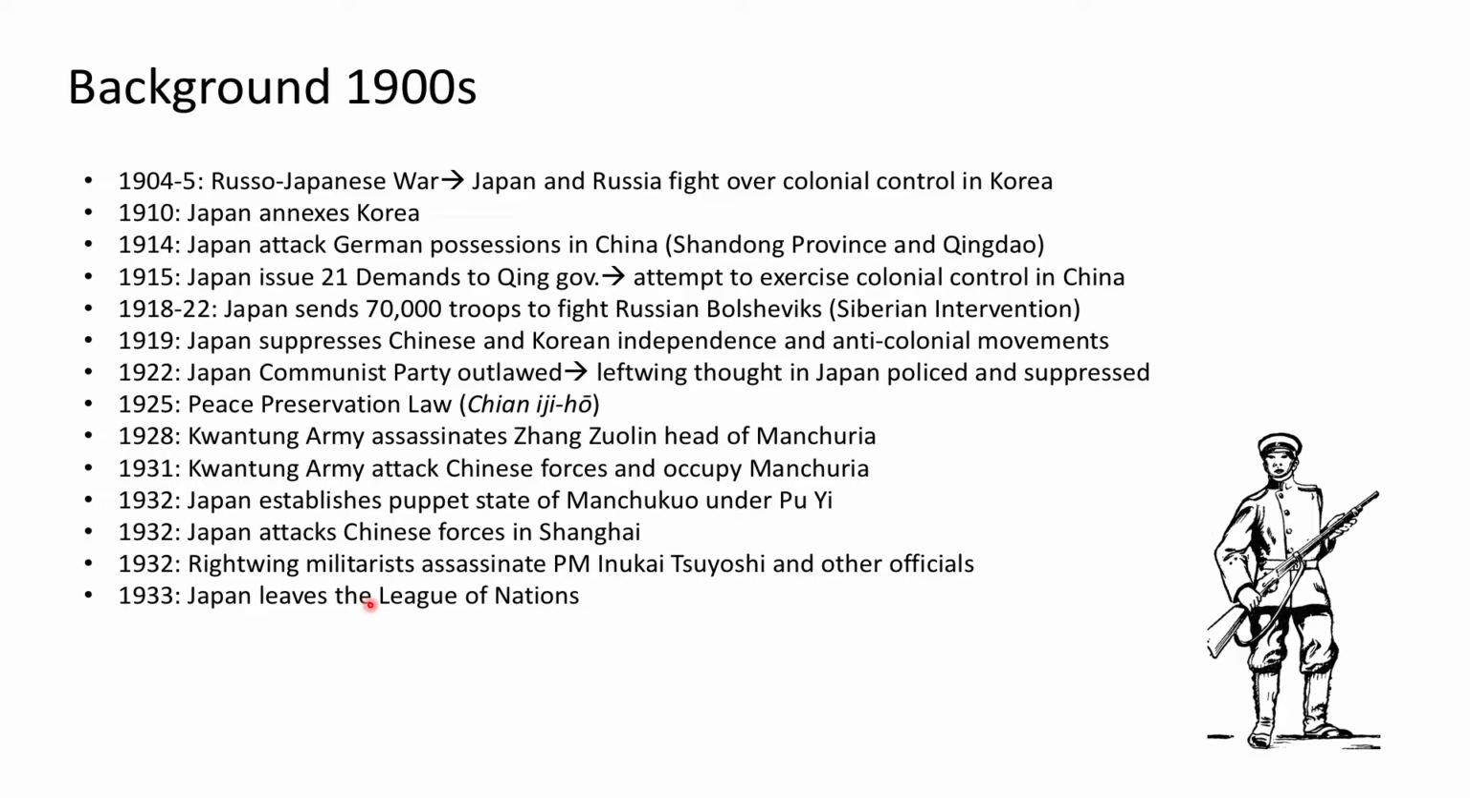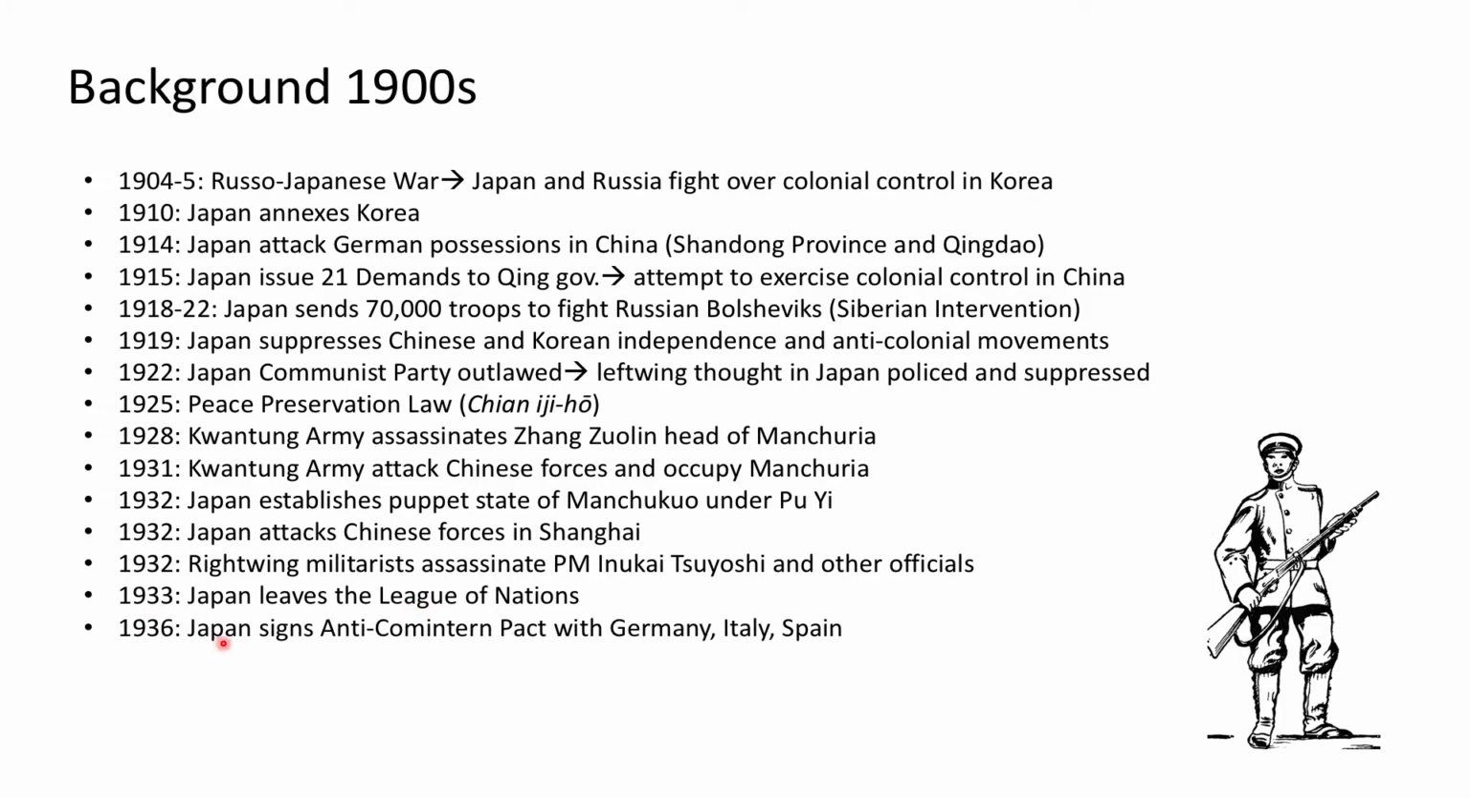The following year, Japan left the League of Nations. This was in response to the League of Nations and the Lytton Report investigating the Kwantung Army's attack on Chinese forces and the establishment of Manchukuo. Basically, the League of Nations said Manchukuo is not a legitimate state, and this finding was unacceptable to Japan, and as a result, they left the League of Nations.